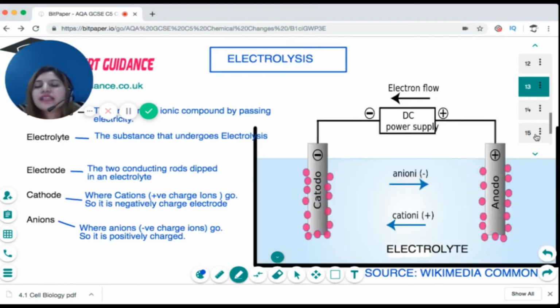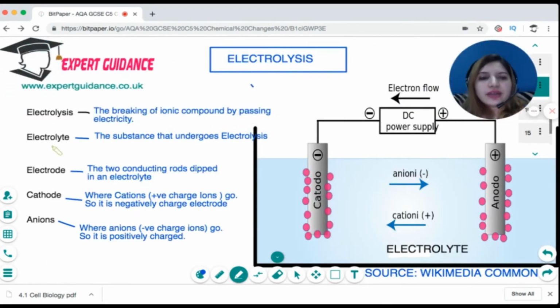Okay, so now let's come to the last part, which is electrolysis. Now, electrolysis consists of two words. Electro means electricity, lysis is breaking. So when you have breaking of an ionic compound in presence of electricity, that is electrolysis.